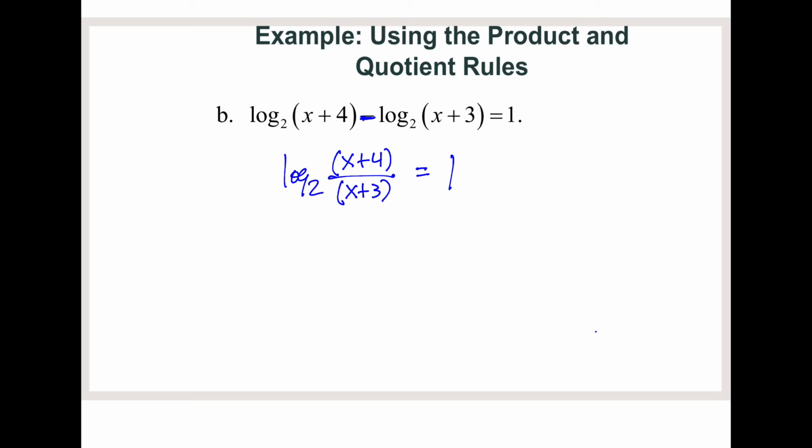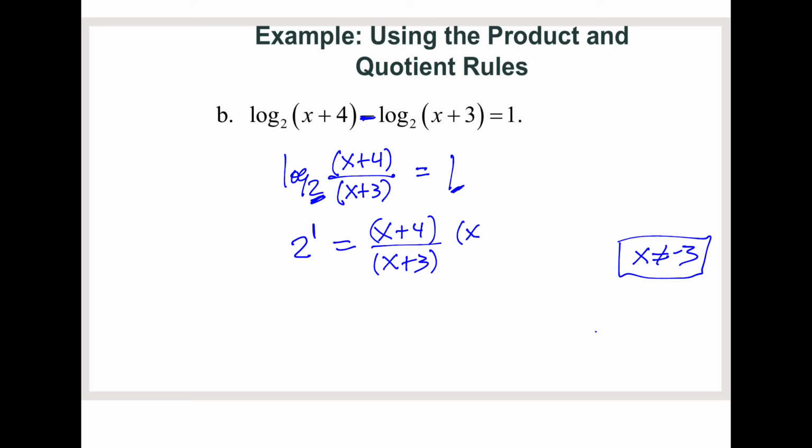And just like before, let's rewrite this as an exponential statement. 2, so my base, to the exponent, the solution of the exponential equation, 2 to the 1, equaling x plus 4 over x plus 3. All right, well, now this is kind of a regular equation that we can solve for. I can get rid of the fraction part. We know here that x cannot equal negative 3. This is one of my solutions that is not allowed, okay? Because we could not have negative 3 on the bottom there.